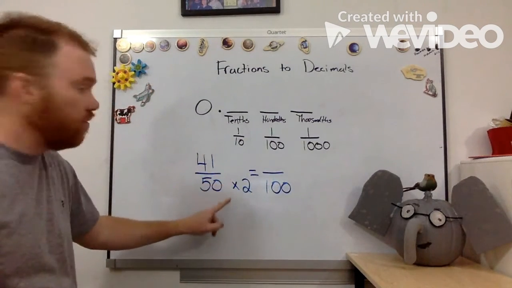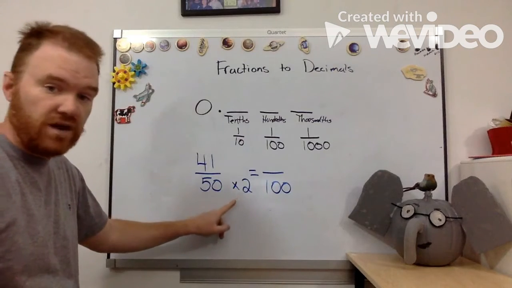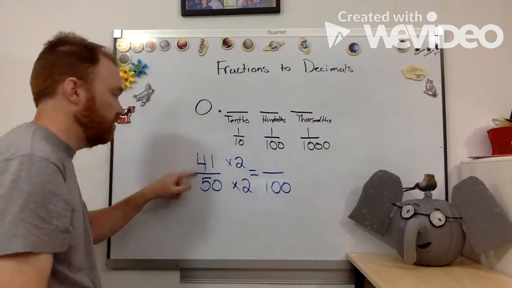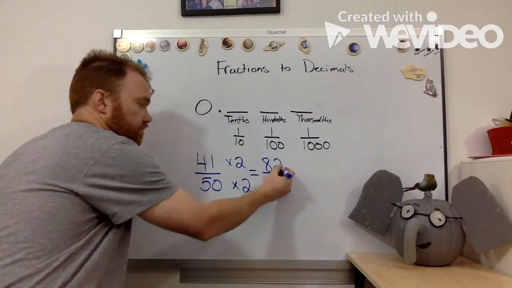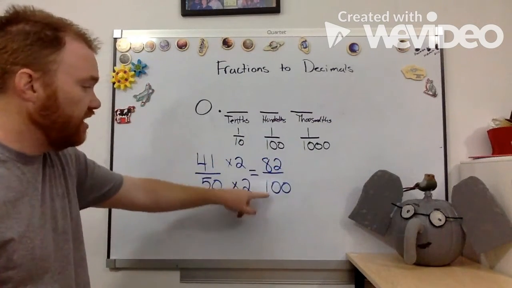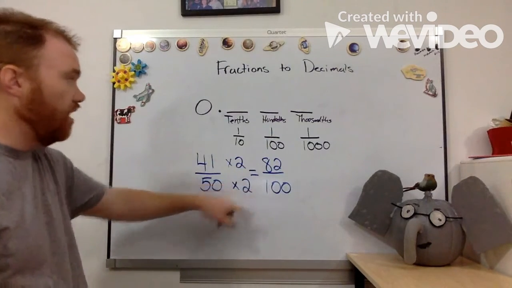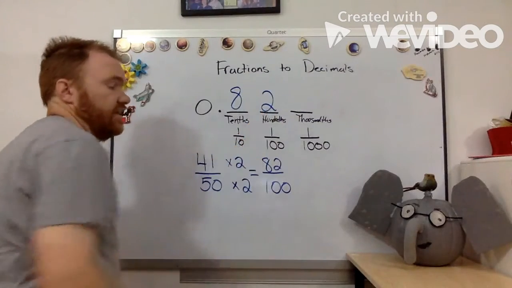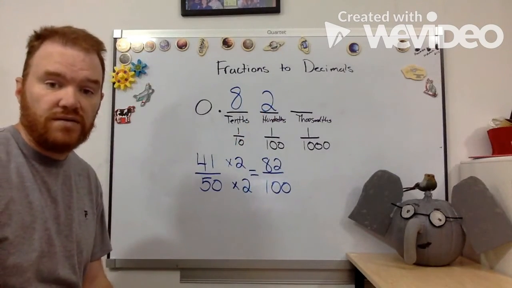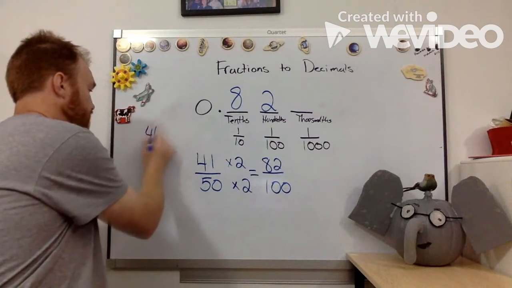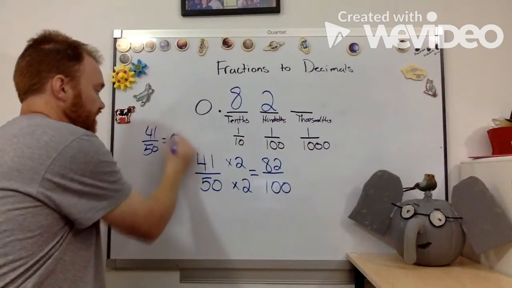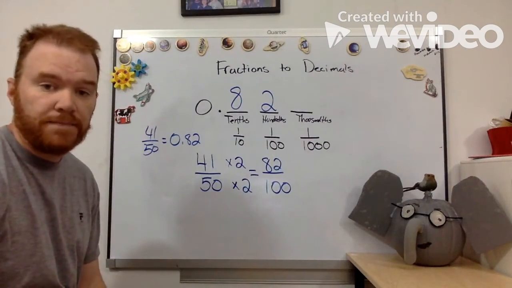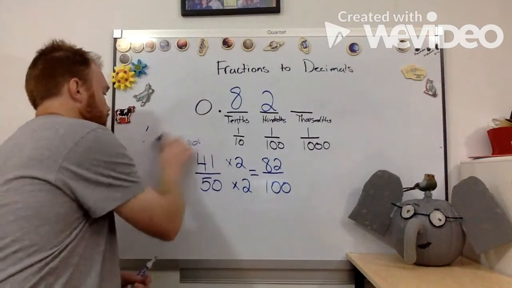Now, we also know that for equivalent fractions, whatever I do on the bottom, I have to do on the top. So I multiply by 2 up there. 41 times 2 is 82. So my equivalent fraction with 100 in the denominator is 82 hundredths. That's easy. Now I have 0.82. So we could say 41/50ths is the same as 0.82, or 0 and 82 hundredths.